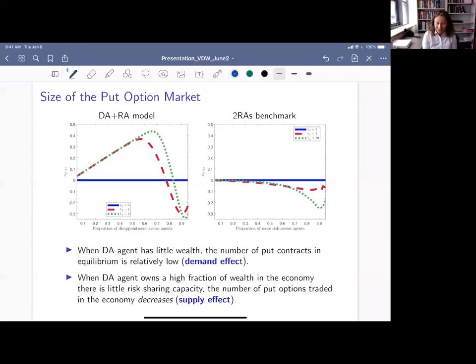We also get a curious result, which is actually in line with the stylized facts in the data that I showed you. When the DA agent owns almost the whole economy, so this is to the very, very right, like high values 0.8, 0.9 of the fraction of the disappointment averse agent, you get the result that that agent starts selling put options, right? And this is kind of what we see in the data, that in bad times, in times of stress, in times where the risk sharing capacity dries up, you observe this switch.